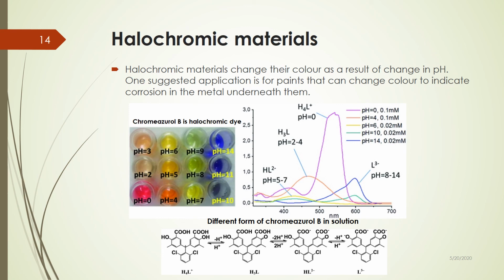Next is halochromic material. Halochromic material changes its color with change in pH. Here it shows a halochromic dye, chromacerol B, which has different colors at different pH. An important application of halochromic material is in making paints for metal. When corrosion starts in the metal, the paint changes its color, as corrosion is associated with the change in pH.